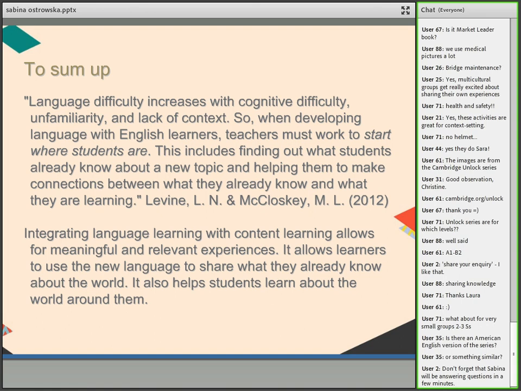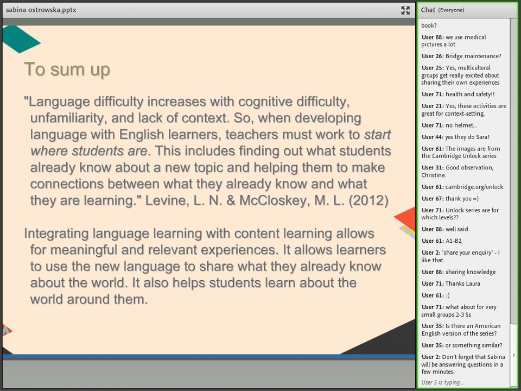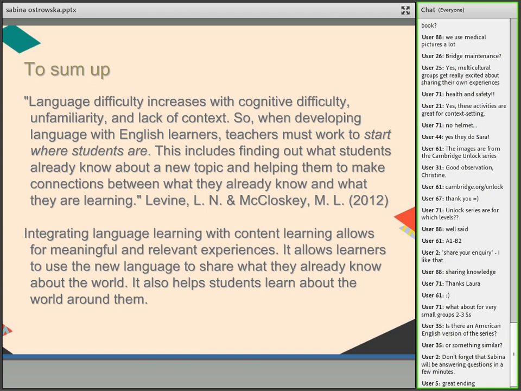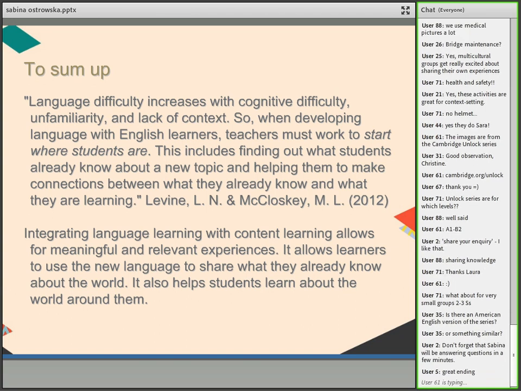We don't want students to worry about what they're reading. We want students to be familiar with the text and be familiar with the context before they start to read and listen. And when developing language with English learners, teachers must work to start where students are. This includes finding out what students already know about a new topic and helping them to make connections between what they already know and what they are learning. It's very important. I like this sentence because it shows you the connections.